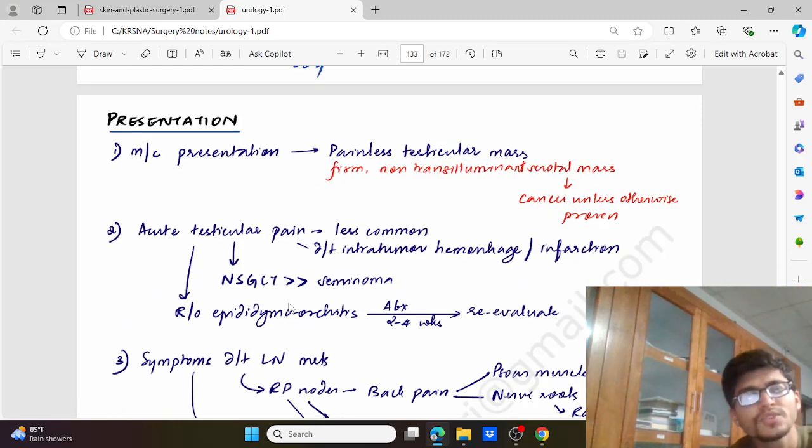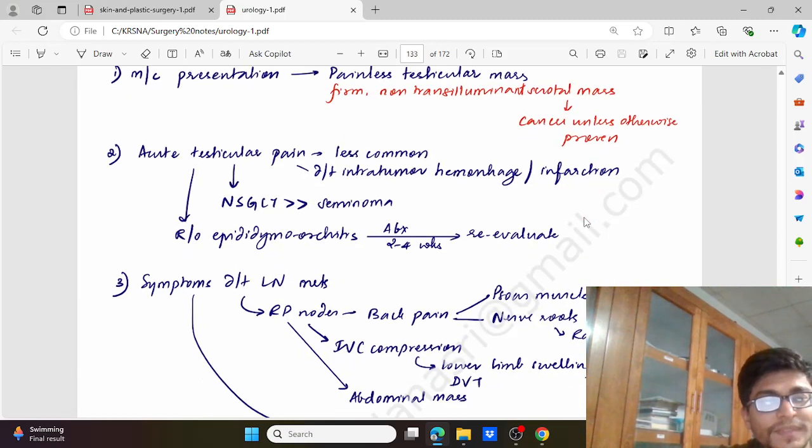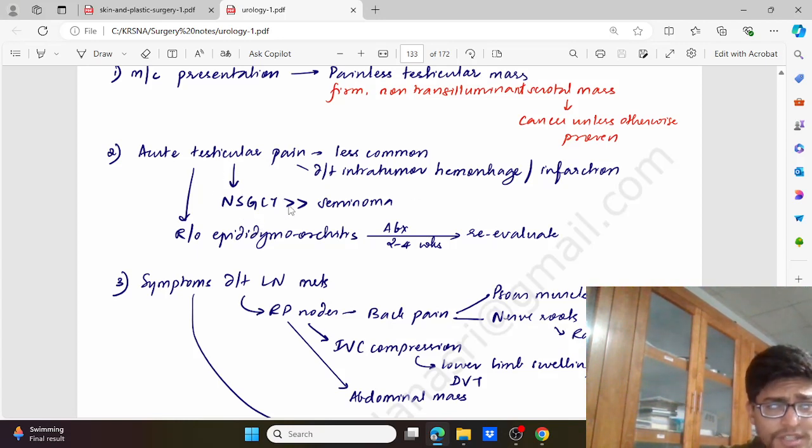Now the presentation. Most commonly these present as a painless testicular mass, which is firm to hard and non-transilluminant, and they are considered cancer unless proven otherwise. May have pain sometimes, though very less common, due to hemorrhage or infarction, more common in non-seminomatous germ cell tumor than seminoma. Always rule out epididymo-orchitis, treat with antibiotics, and then reevaluate after 2 to 4 weeks.